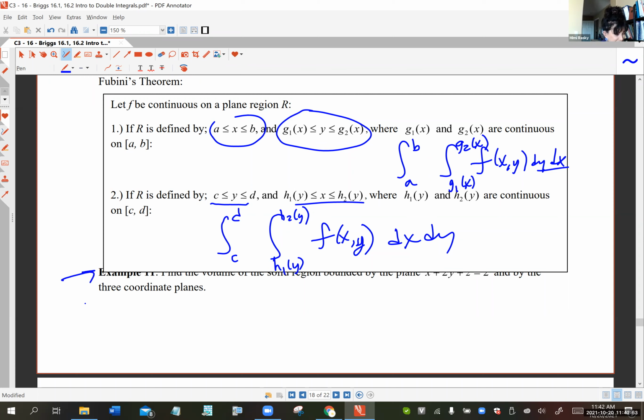Okay, can you guys see example 11, or is it covered up like mine is? Can you see that? It's a little covered, but we have it right. So you're going to try to find the volume of a solid, and you're bounding above by this plane and by the 3 coordinate planes. Now, you can easily go on GeoGebra and graph this, and you guys know how to graph planes.